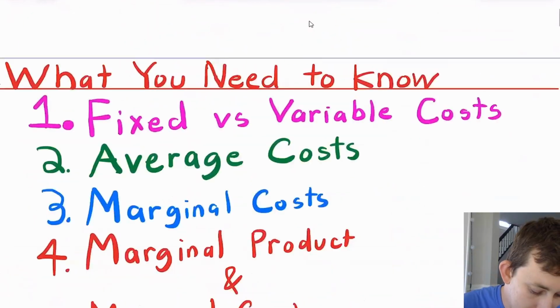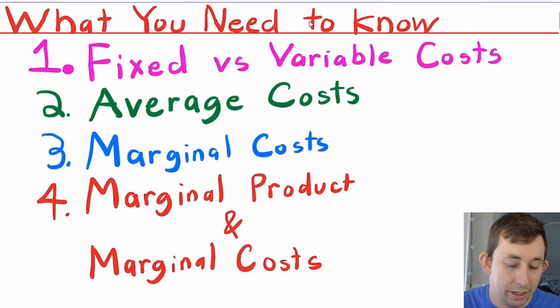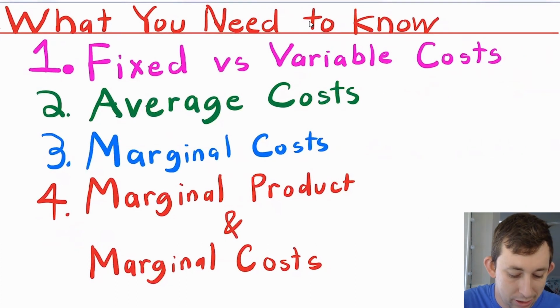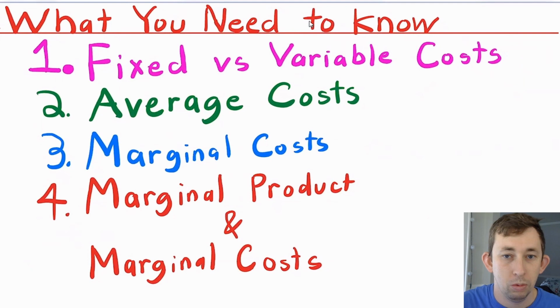So what are we going to talk about today? Well, today we're going to talk about the 4 things that you need to know about short-run cost functions. So we're going to talk about fixed and variable costs. Talk about average costs. We'll use an example total cost function and talk about how we get all of these costs. We'll also talk about marginal cost and the marginal cost function.